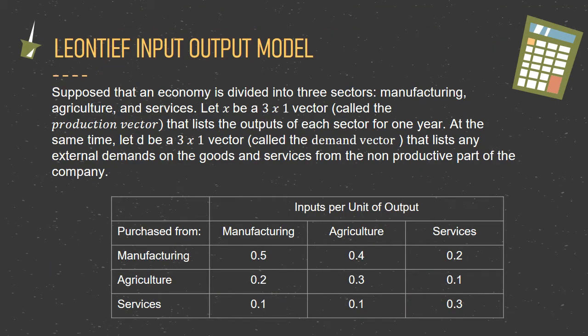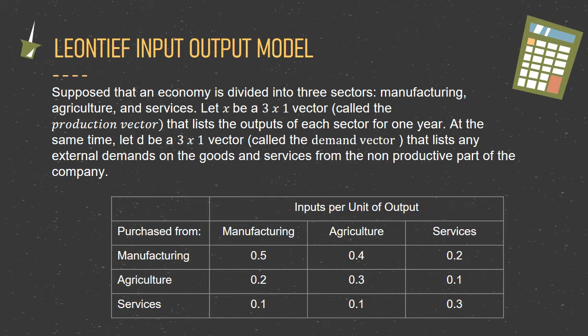Suppose that an economy is divided into three sectors: manufacturing, agriculture, and services. Let x be a 3 by 1 vector called the production vector that lists the output of each sector for 1 year. At the same time, let d be a 3 by 1 vector called the demand vector that lists any external demands on the goods and services from the non-productive part of the economy.